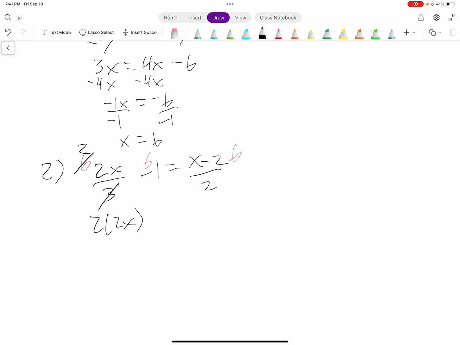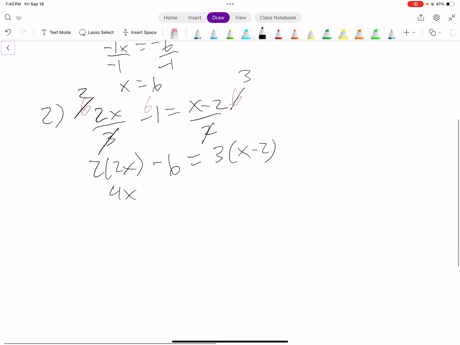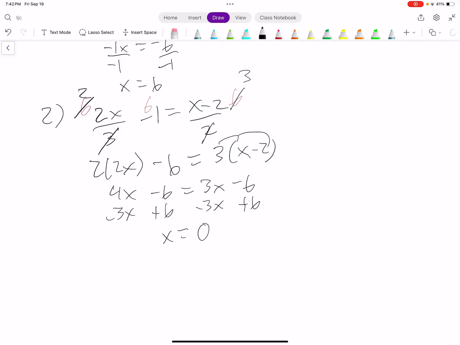Then we have 6 times negative 1 is negative 6. And then here, 2 goes into 6 3 times, which gives you 3 times x minus 2. Okay, then you distribute. This becomes 4x minus 6. This becomes 3x minus 6, because you have to go to both. Then at this point, it's the same as the first question. We're going to add 6 to both sides, subtract 3x from both sides, and we get x equals 0, which is the solution.